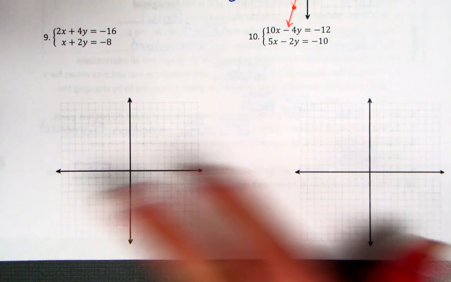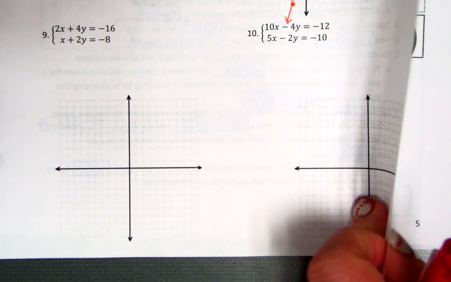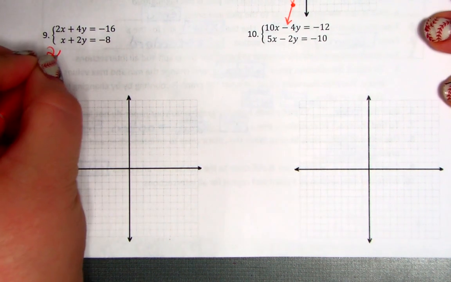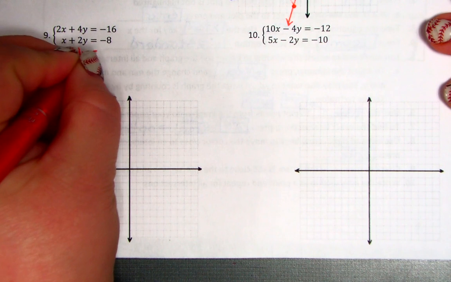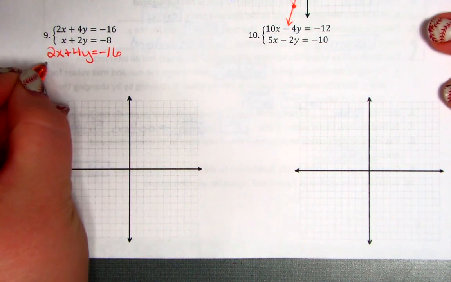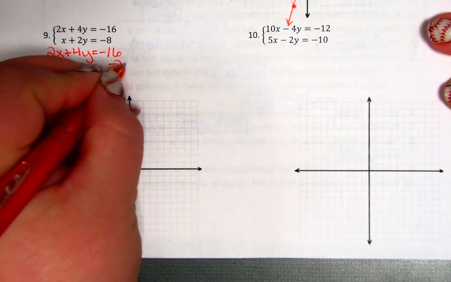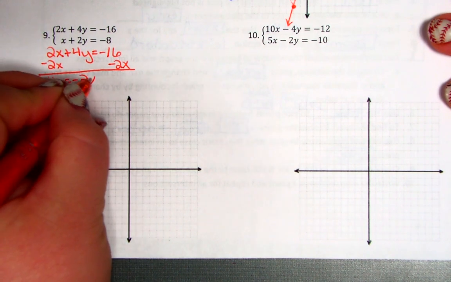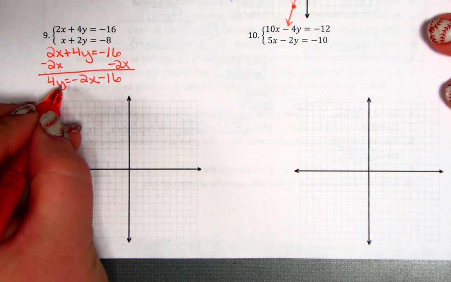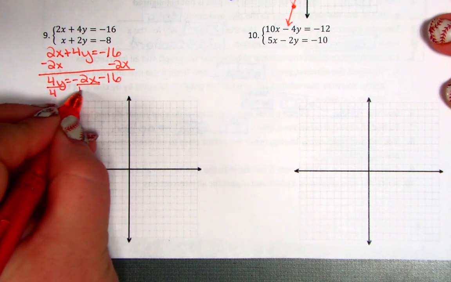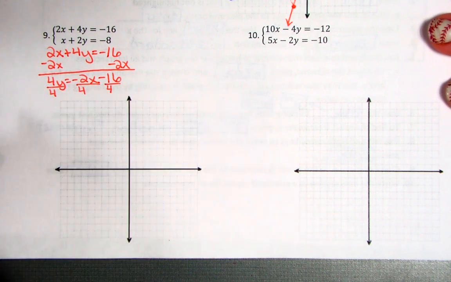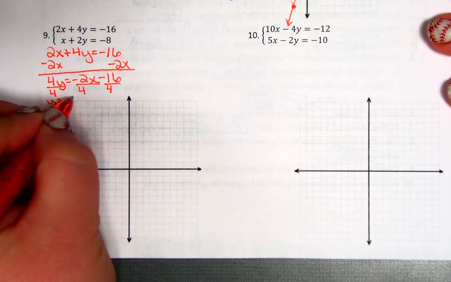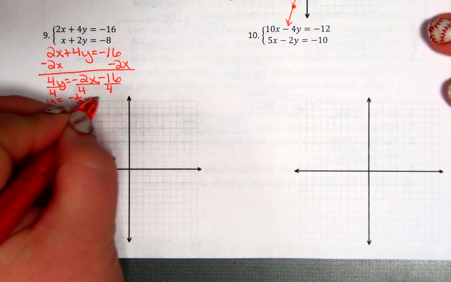Let's do a couple more. So 2x plus 4y equals -16. We'll subtract 2x from both sides. So I have 4y equals -2x minus 16, and divide by 4 all the way across. And that leaves me with y equals -1/2 x minus 4.